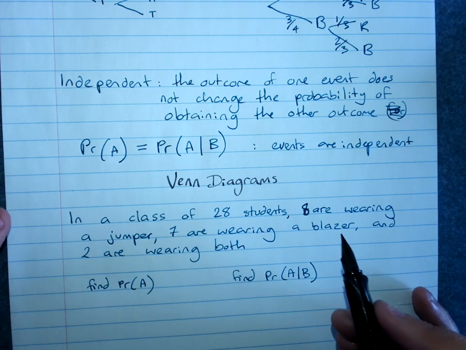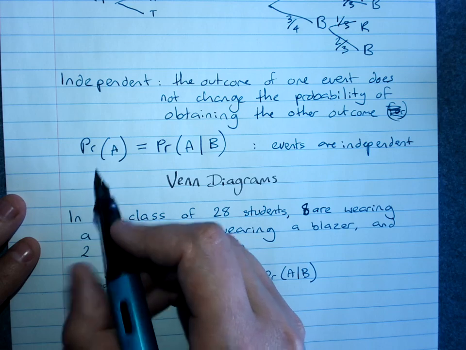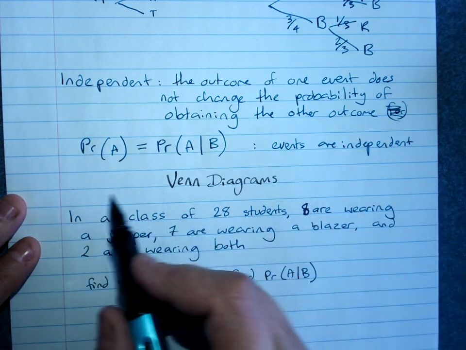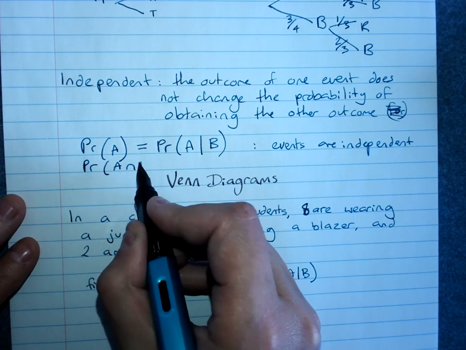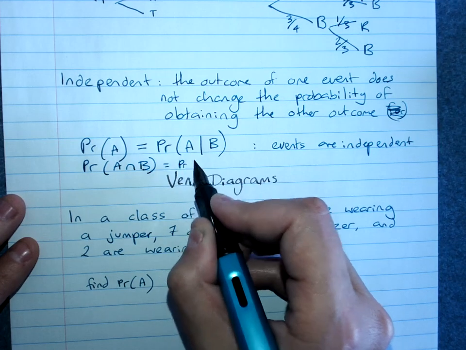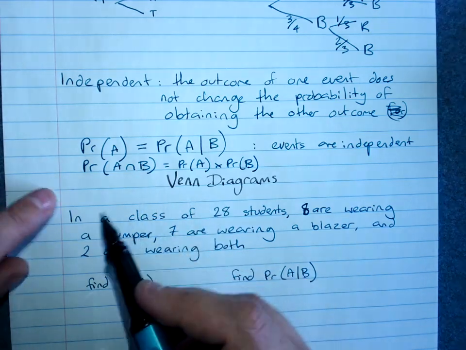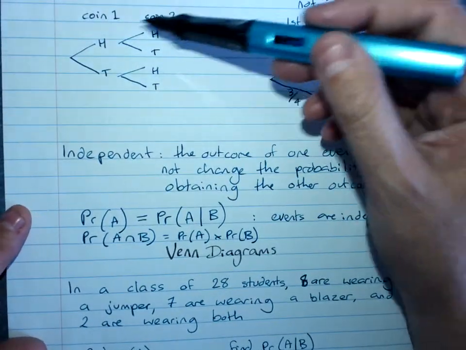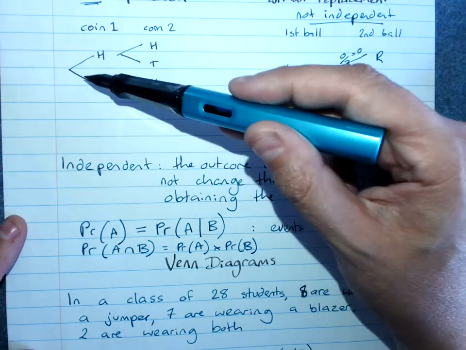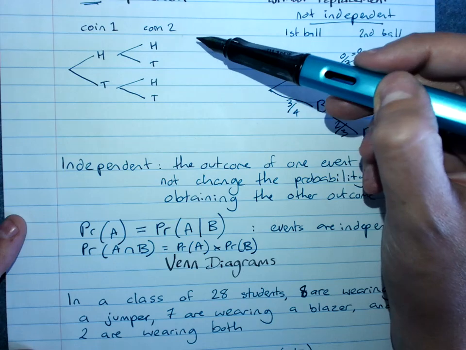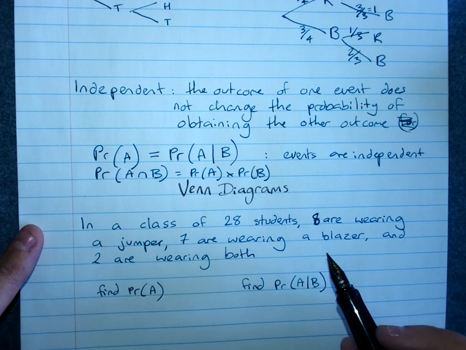And of course, for independent events, I have run out of space. We can also get the probability of both A and B happening by multiplying the probability of A by the probability of B. So just having a look at the tree diagram, for independent events, the probability of getting heads on the first one and heads on the second one is 1/2 times 1/2, which is 1/4. So we can multiply independent events to find the probability of getting them both.